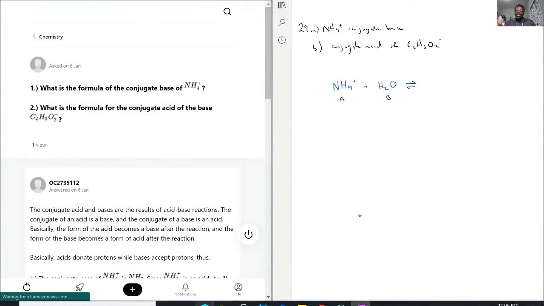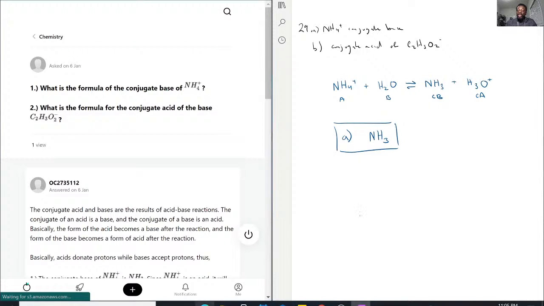So what's going to happen here is that I want to donate a proton to that water. So I will now have NH3 plus H3O+. This right here will be the conjugate base, which is what I was looking for, and this will be the conjugate acid of water. So this being said, the formula for the conjugate base of ammonium ions is, funnily, ammonia, NH3. So this is for A, or 1.